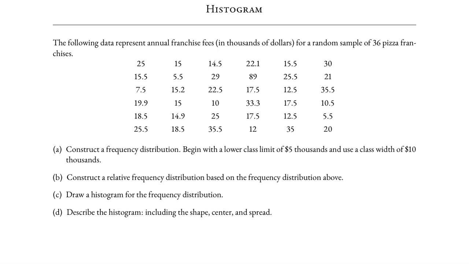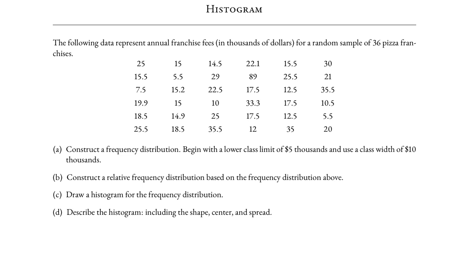Histogram. The purpose of this activity is to construct a frequency distribution and then a relative frequency distribution. We then use it to draw a histogram and to describe the histogram using the shape, the center, and the spread. When constructing a histogram manually by hand, we need to know what the width of each of the class is. We were asked to use the width of 10 starting with 5.